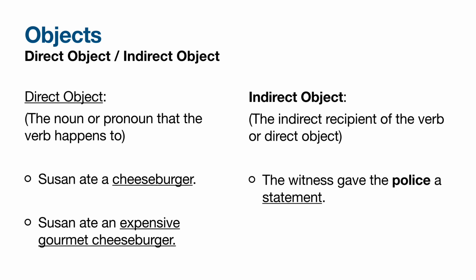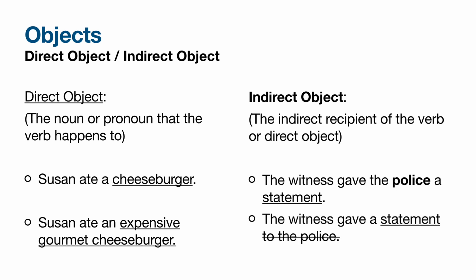An indirect object is the indirect recipient of the verb or the direct object. For example, the witness gave the police a statement. The subject in this sentence is the witness. The verb is to give. The direct object is a statement, but the indirect object here is the police.